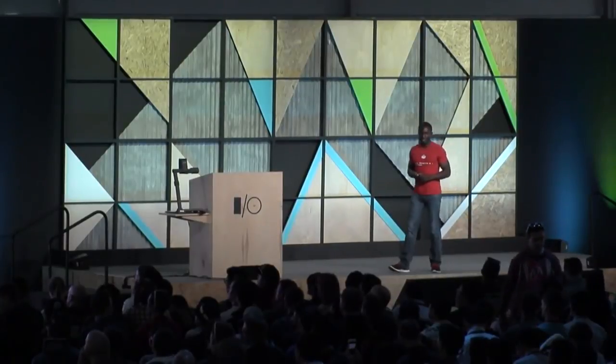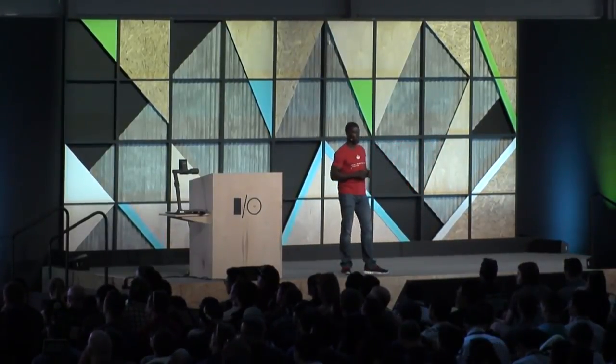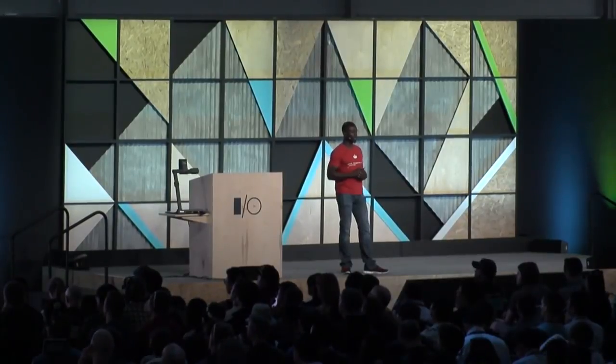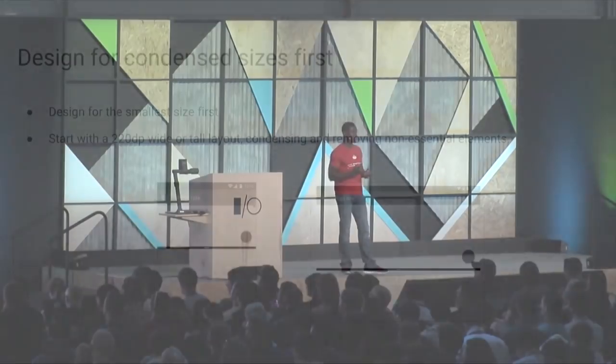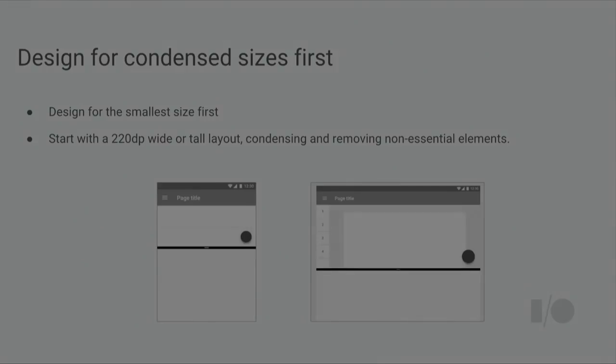To simplify adapting your app for multi-window mode, what we've found is it's better to design your app for the smaller size first. If you can get something working with 220 dp wide or tall, by condensing elements or removing non-essential ones, then you can scale up your app's use case from there, adding things as needed.